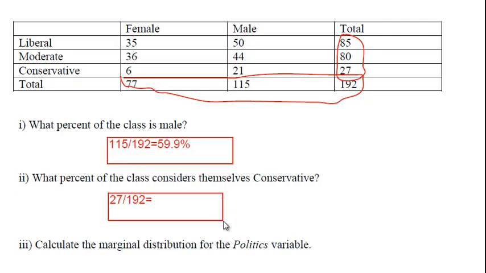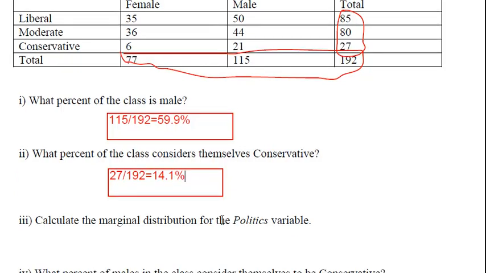And so that is equal to 14.1%. Okay, the next question: calculate the marginal distribution for the politics variable. So marginal just means one variable. Nowhere in here do I break it down by gender. When you're dealing with the marginal distribution, you're in either the last row or last column. Because it's the politics variable, it's going to be the last column.